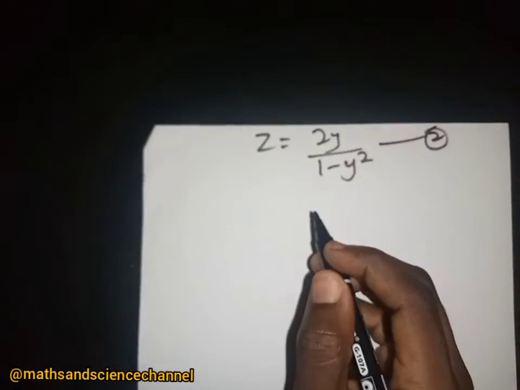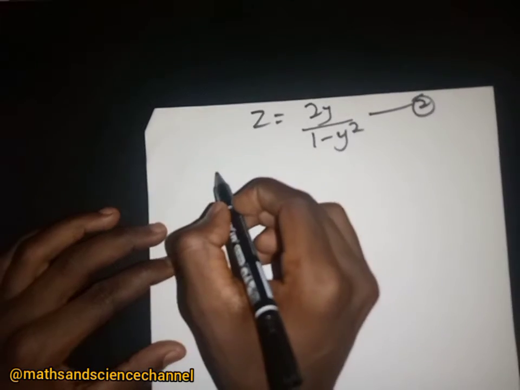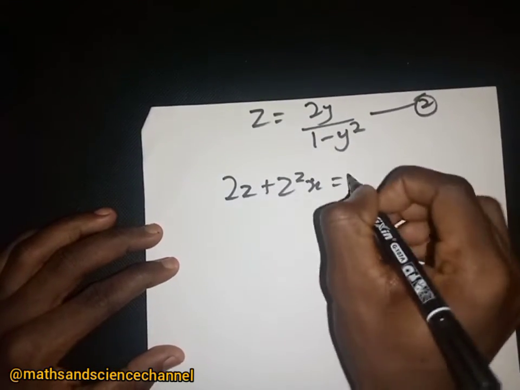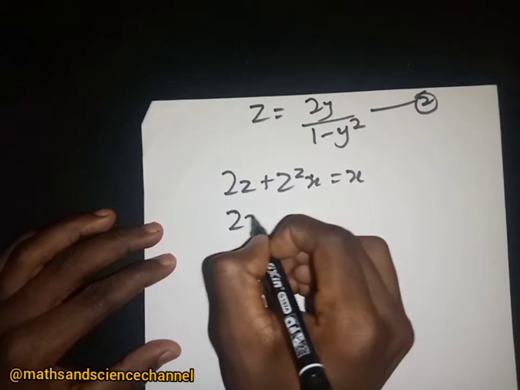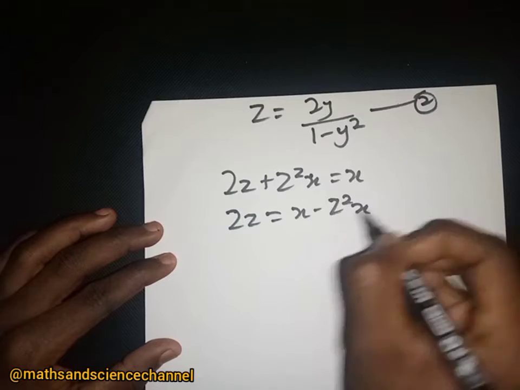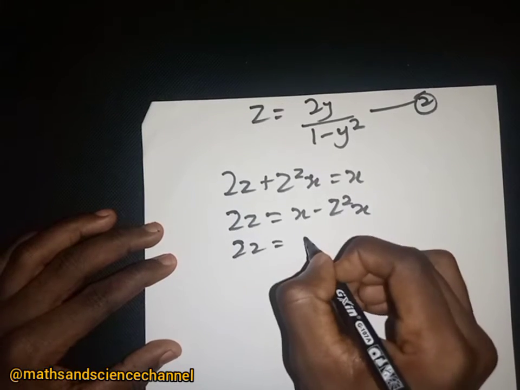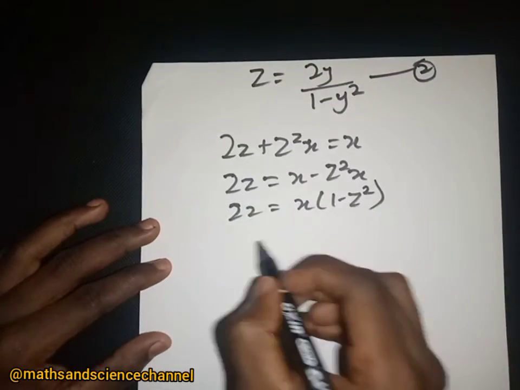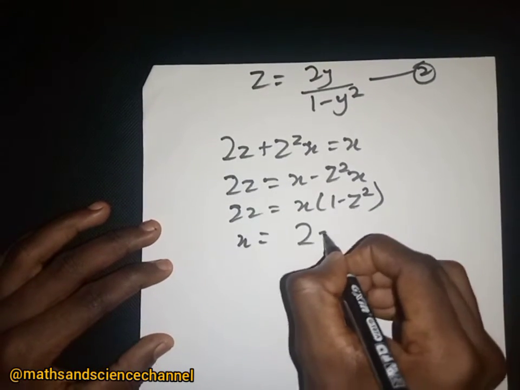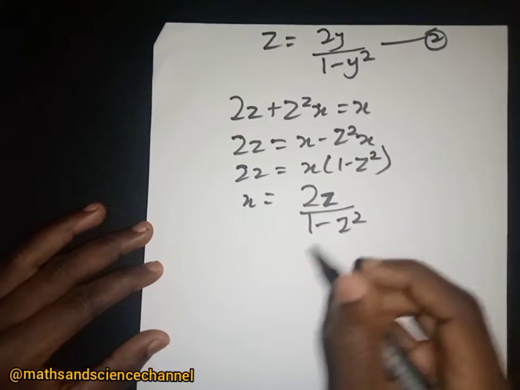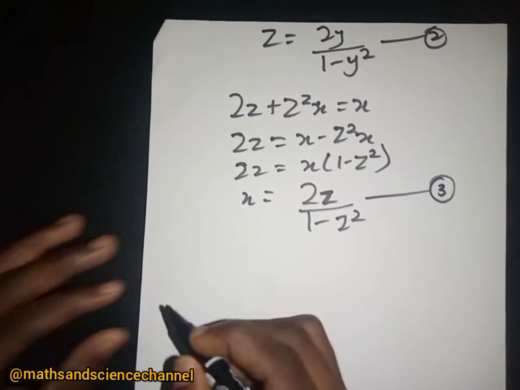And let's do the third part. Now in the third part, we have 2z plus z squared x being equal to x. So we make x the subject, so it becomes x minus z squared x. So 2z will just be x minus z squared x. So x will be 2z divided by 1 minus z squared. And let's call this 3.